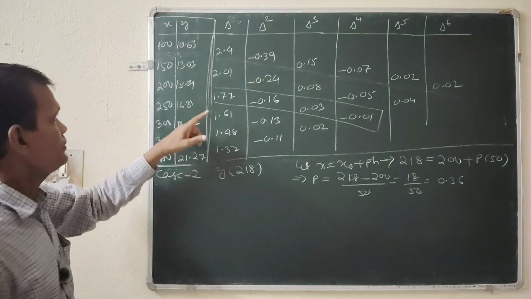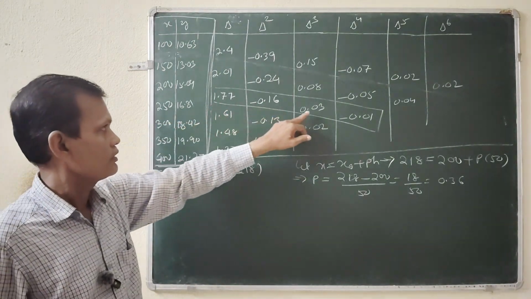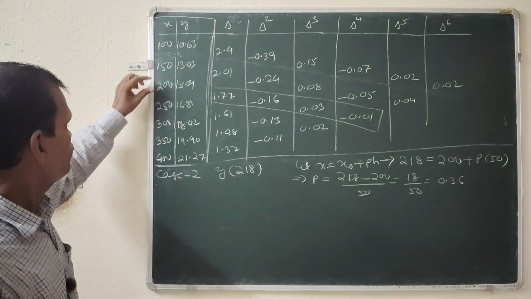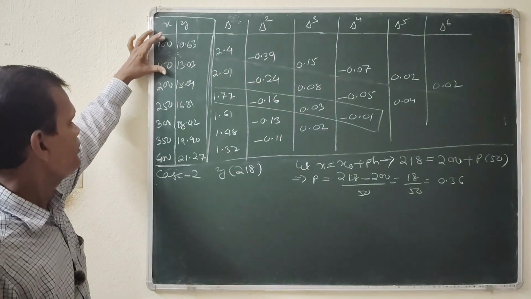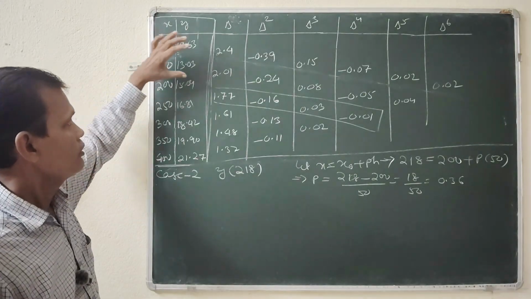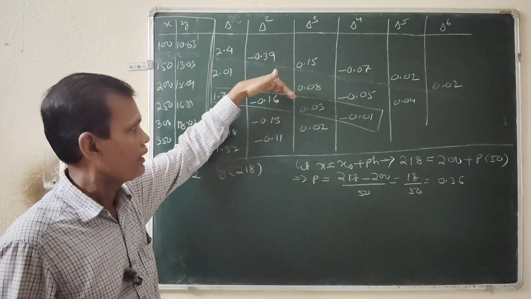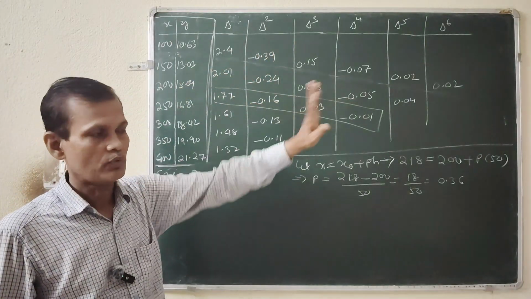That means for this problem we will consider this part. This is our delta y0, this is our delta square y0, this is our delta cube y0 and this is our delta 4 y0, because 200 is our initial data. For 200 initial data we are leaving two data from the top. So from the difference table we will leave two data from the top, and then the first data will be treated as our required data.